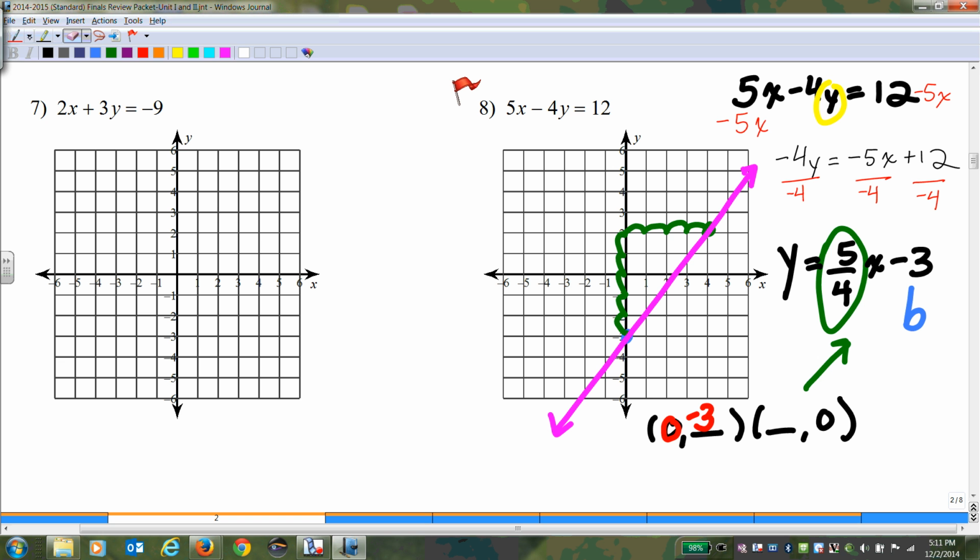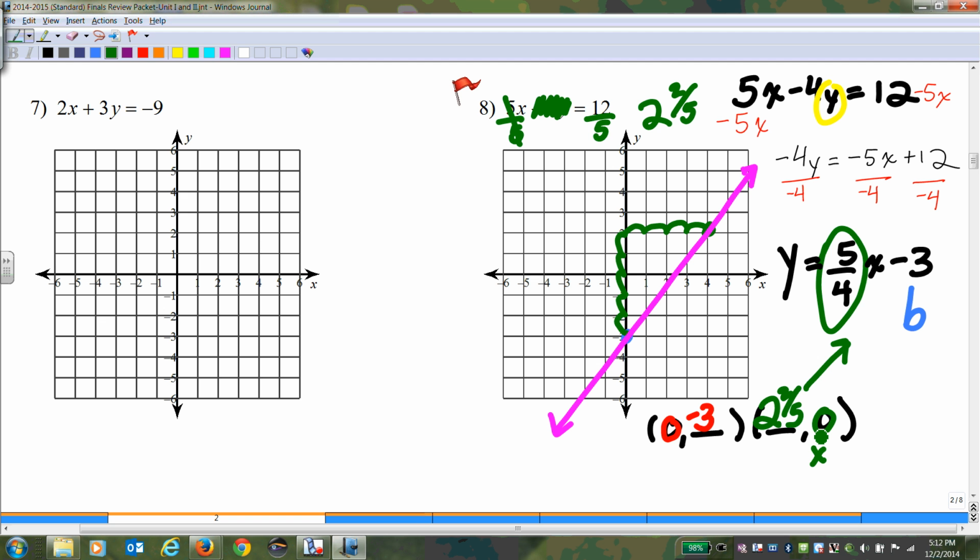And then another way you could look at it is if we put a 0 in the y, we go like this, and we would divide both sides by 5, and we change that into a fraction. 5 goes in there twice with 2 left over, so that's going to be 2 2/5.